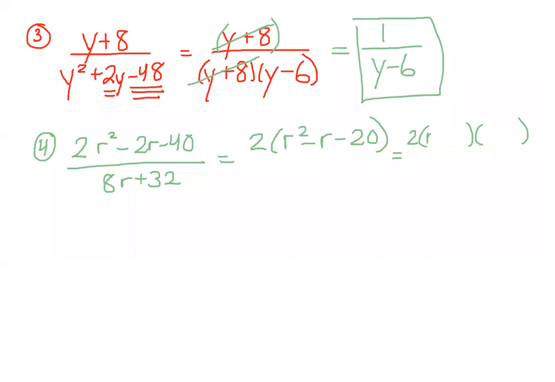What multiplies to give you negative 20 and adds to give you negative 1? That's going to be 5 and 4. And the 5 is going to be negative, and the 4 is going to be positive. Now the denominator, what can we take out of 8 and 32? We can take out an 8, and that becomes r plus 4.